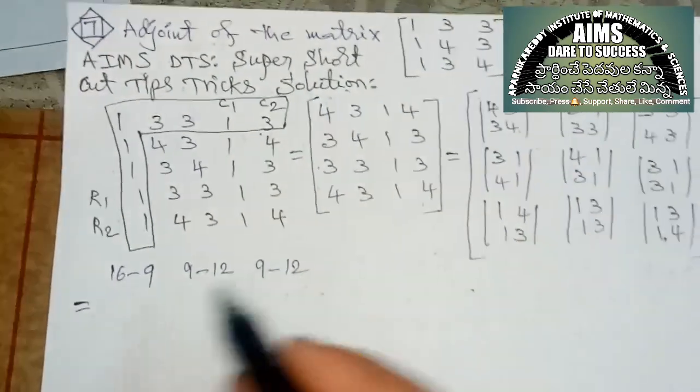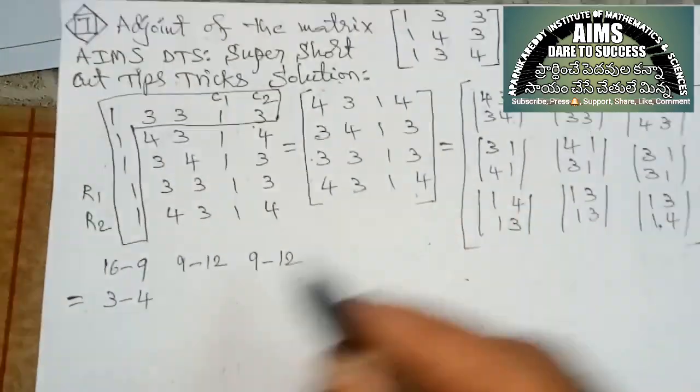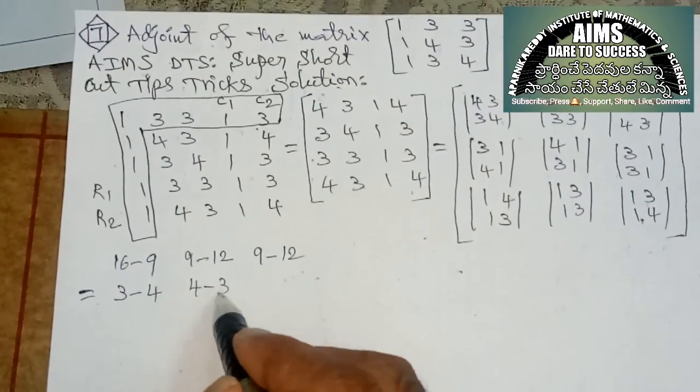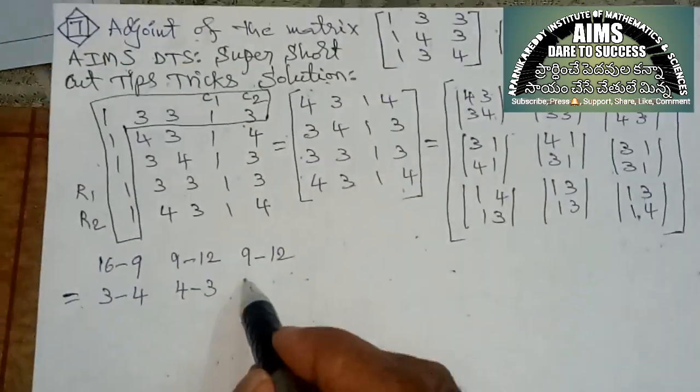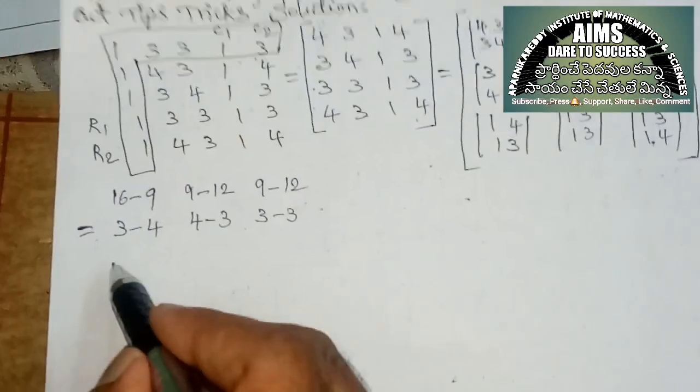First row completed. Second row: 3 1s are 3 minus 4 1s are 4. 4 1s are 4 minus 3 1s are 3. Next, 3 1s are 3 minus 3 1s are 3. Row 2 is done.